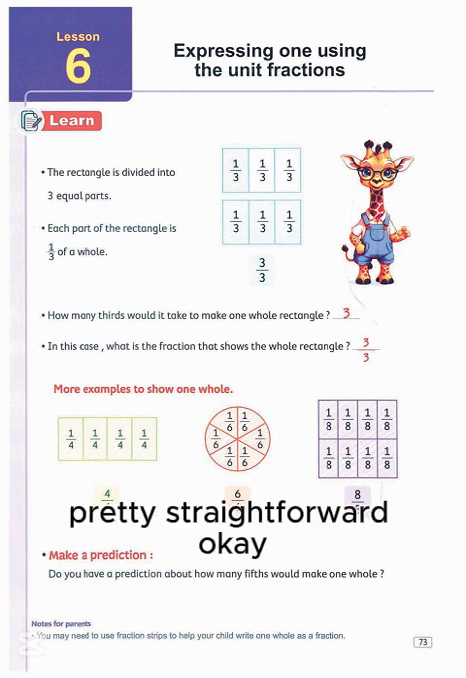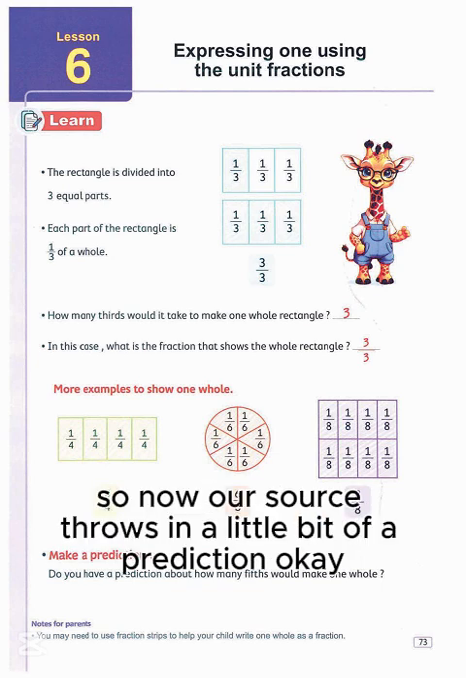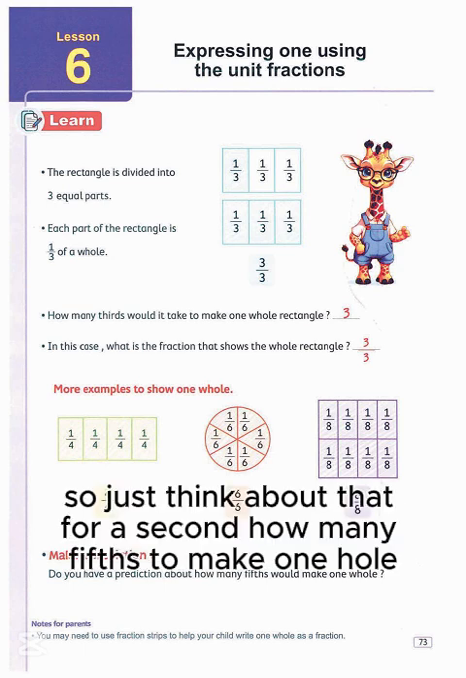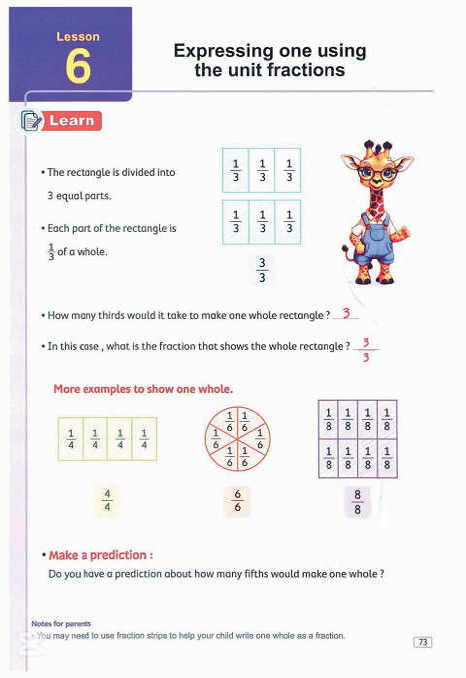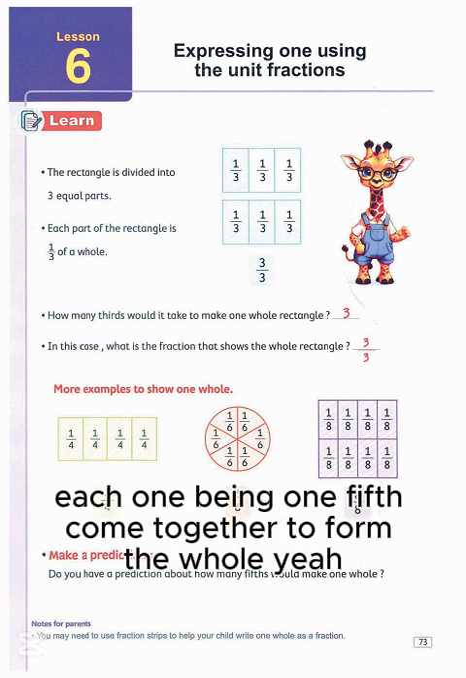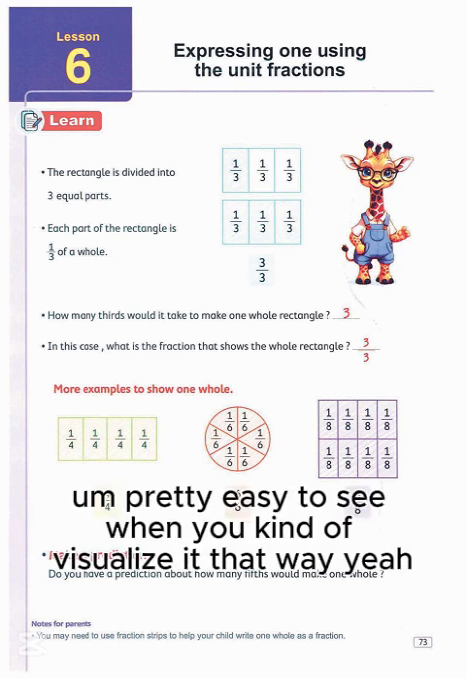Now our source throws in a little bit of a prediction. It says, how many fifths do you think it would take to make one whole? Just think about that for a second. I'm going to say 5. Yes, it is 5. You've got 5 equal parts, each one being 1/5, that come together to form the whole. Pretty easy to see when you visualize it that way.